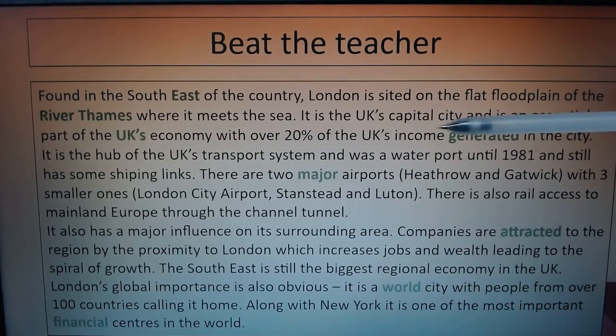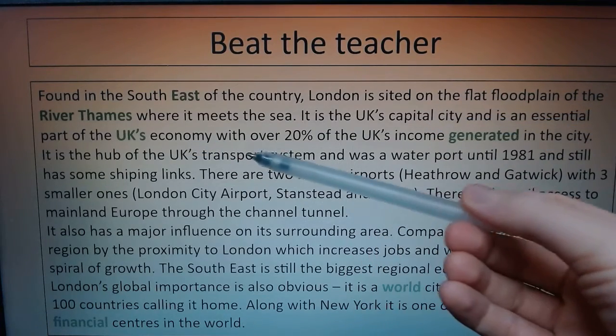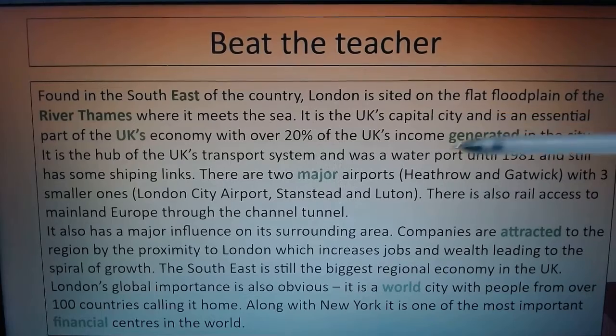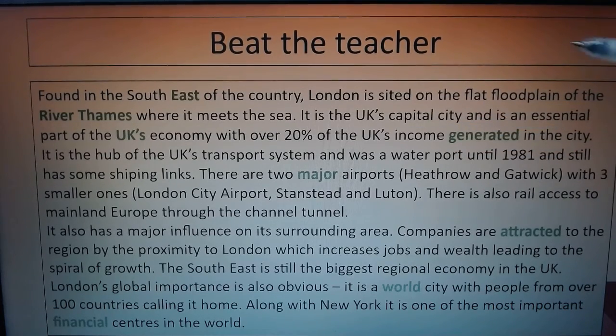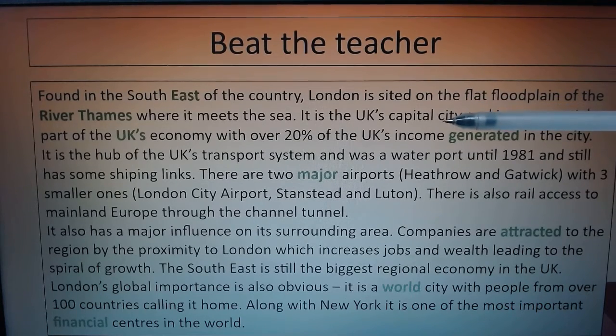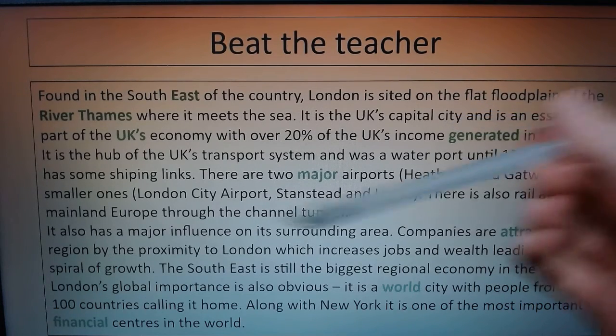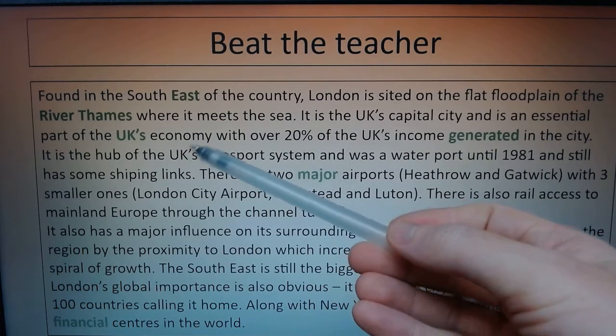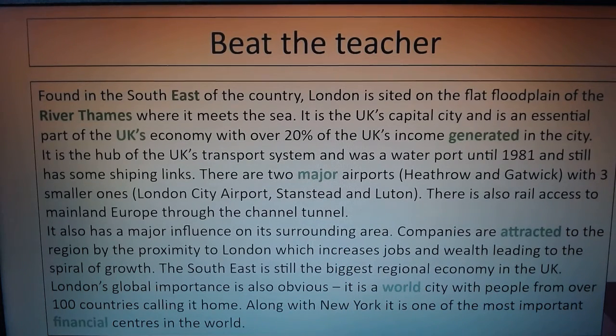It's now the UK's capital and is an essential part of the UK economy, with over 20% of the UK's income or money generated in the city. So now we're talking a bit about its situation. So it's the capital city. It's the most powerful city in the UK. It's vital for the economy. It produces over 20% of the UK's wealth just from that one city. So its influence is massive. If you take London out of the UK, out of England, the country is going to struggle.